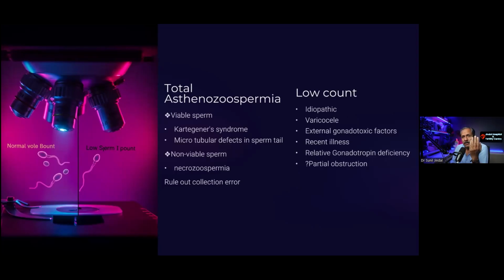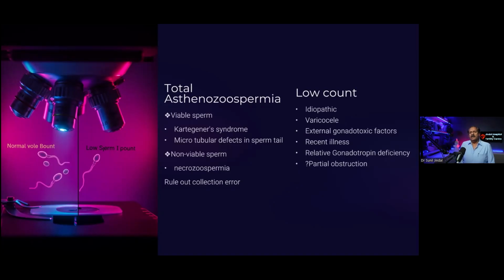Now comes total asthenozoospermia. Now you have all sperms, none of them are moving. So either you could have a microtubular defect, meaning the sperms are alive but not moving, or they are dead sperms, which we will call necrospermia. In Kartagener's syndrome also there are viable sperms but they don't move.